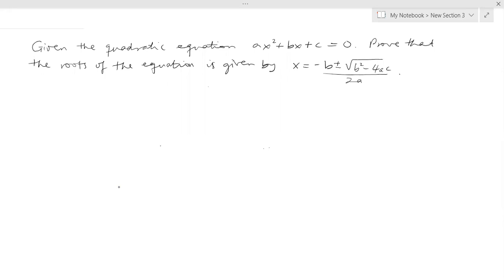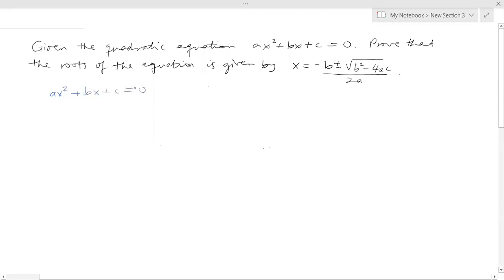So the question will be, given the quadratic equation ax squared plus bx plus c equal to 0, prove that the root of the equation is given by x is equal to negative b plus or minus square root of b squared minus 4ac over 2a. So let's begin the proof. Come along with me. So let's start with the given equation, ax squared plus bx plus c equal to 0.